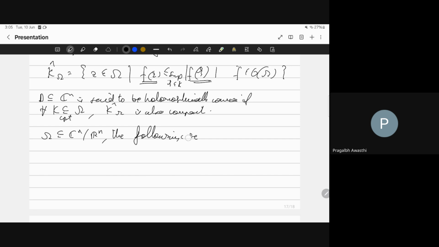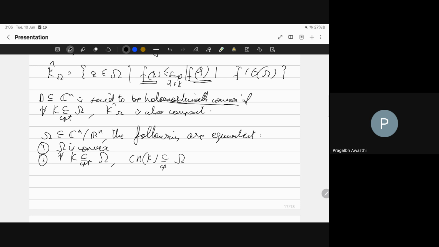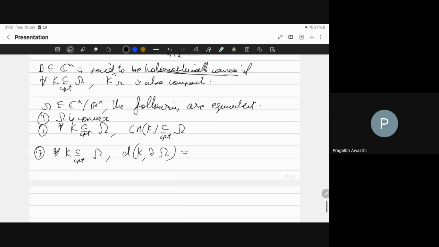So this is an equivalent characterization of convex sets. The following are equivalent. The first is that omega is convex, normal convex, not holomorphic convex, just the normal sense of convex. Second, for all compact subsets K of omega, the convex hull of K is also compact. And third, for all compact subsets of omega, the distance between the compact subset K and the boundary of omega is equal to the distance between the convex hull of K and the boundary of omega.